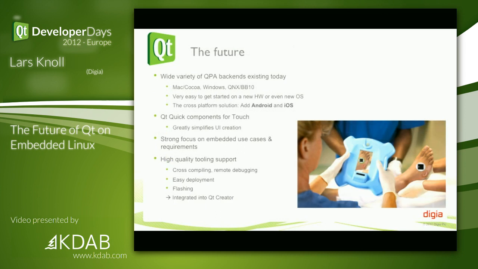So let's have a look into the future and what we want to do moving forward. As I said, we have a wide variety of QPA backends existing today, with Mac, Windows, QNX, BlackBerry. And I think it's very easy to get started on new hardware or even a new operating system. So, as I said in the morning, as a cross-platform solution, let's add Android and iOS. That's already something we're doing.